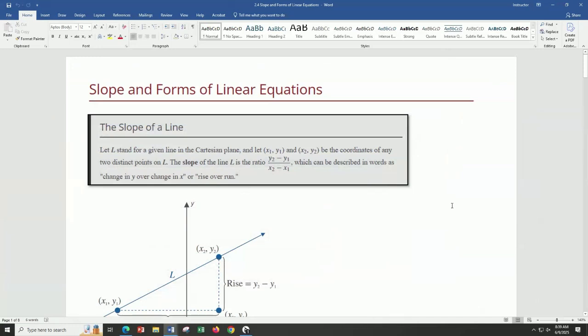All right, slope and forms of linear equations. Right, let's do this one. The slope of a line.